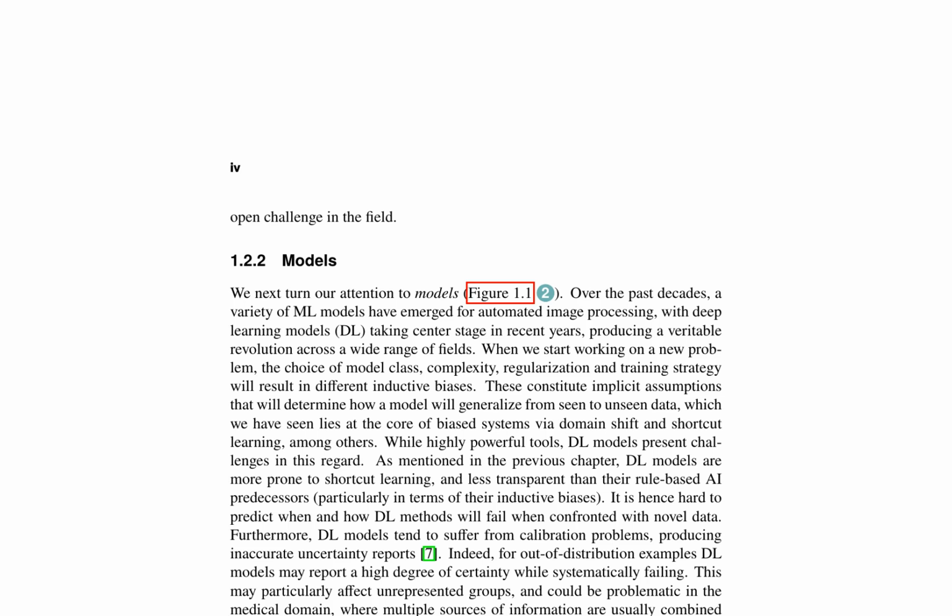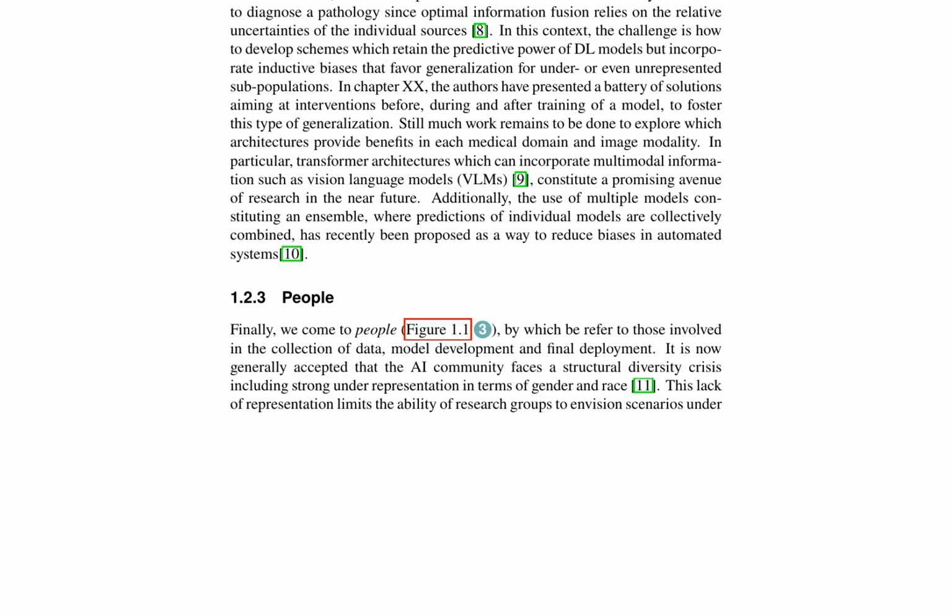The AI community faces a structural diversity crisis, including strong underrepresentation in terms of gender and race. This lack of representation limits the ability of research groups to envision scenarios under which their systems might fail or behave unfairly. In conclusion, achieving fairness in AI systems for MIC is an open challenge that requires careful consideration of data, models, and people. Addressing these biases will involve developing schemes that retain the predictive power of DL models while incorporating inductive biases that favor generalization for under or even unrepresented subpopulations.